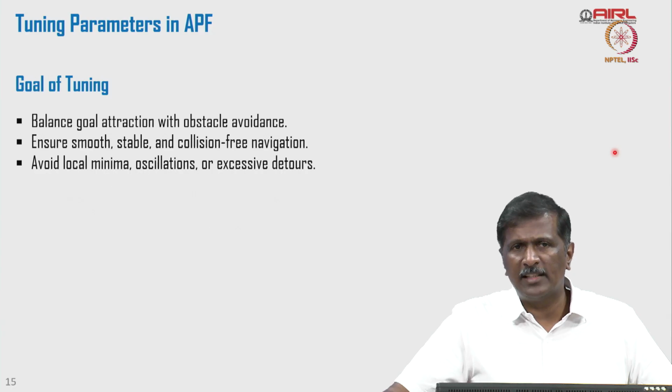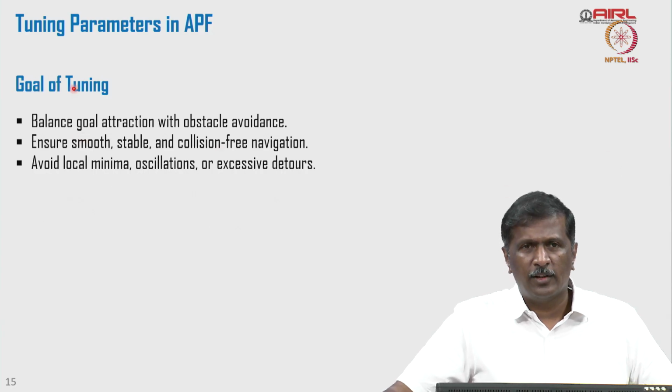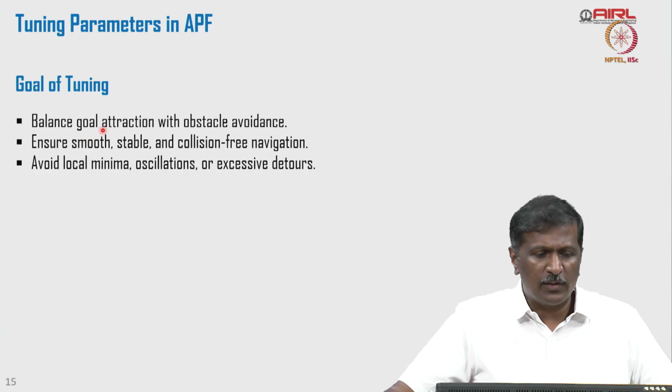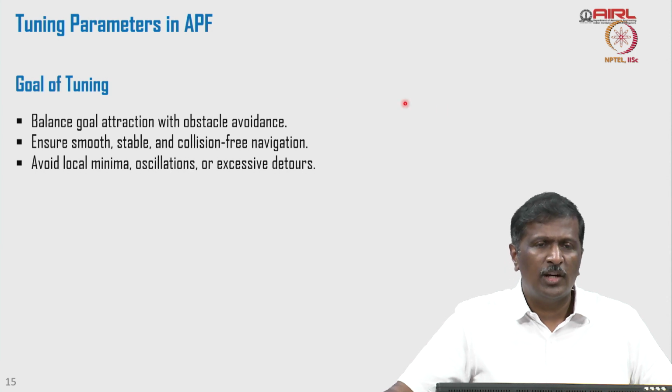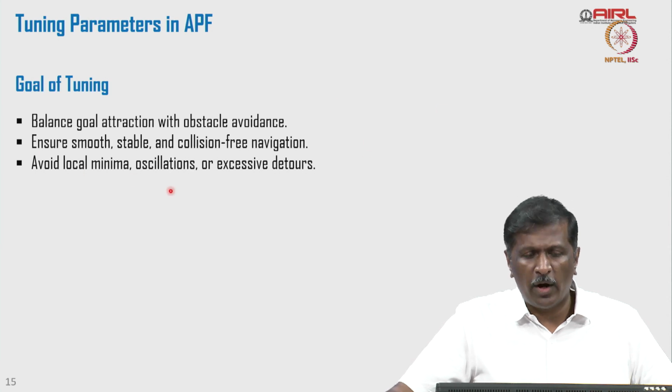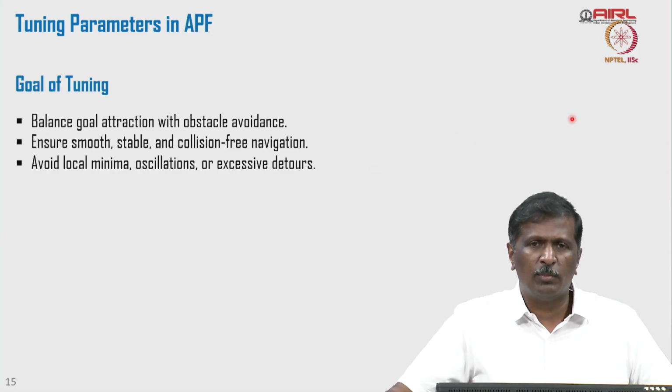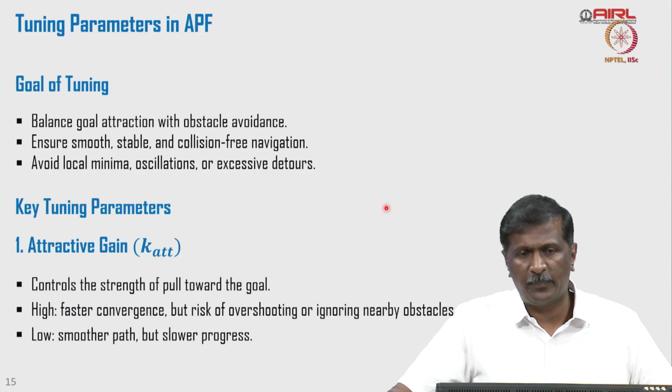What are the parameters that we need to tune, right? The balance of goal attraction and obstacle avoidance, that's very important, to ensure smooth, stable, collision free navigation, to avoid local minima, avoid oscillations in trajectory or excessive detour. You are moving far away from the goal and coming back, which means you consume more energy, right? That fact also we need to take into picture. That's why we need to tune the parameters.